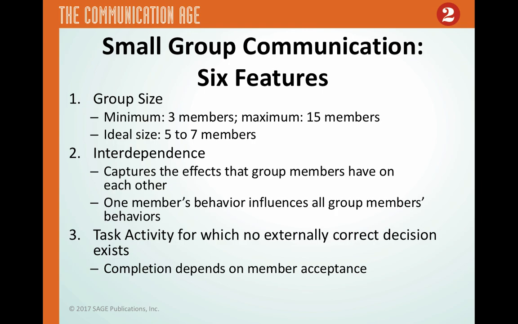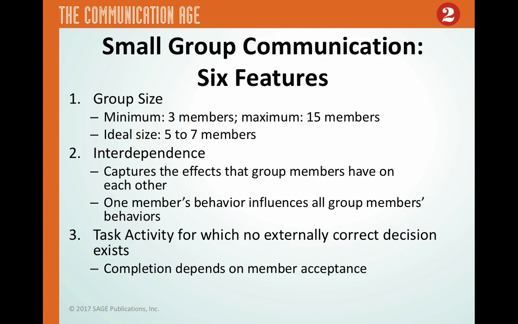You'll notice when you get out into the workforce and when you start working in jobs, some of you are going to end up in team-based work tasks, and they're typically going to be between 5 to 7 members assigned to each team and each task group.